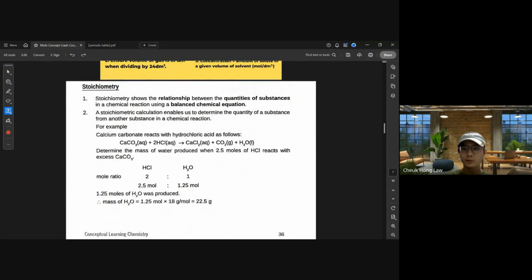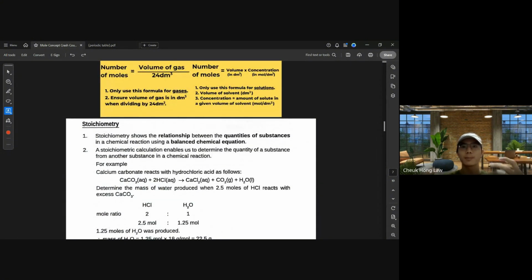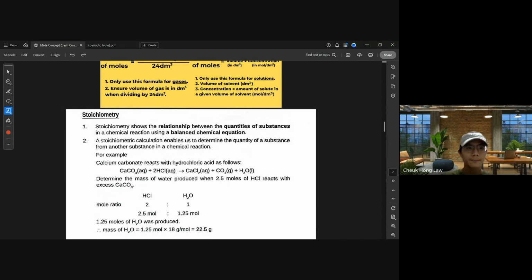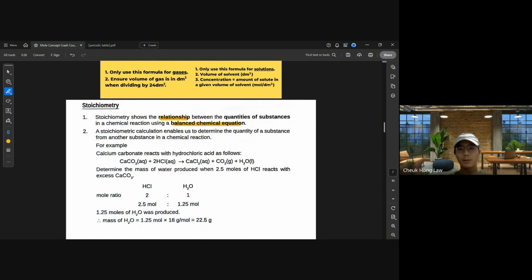All right, then I'll move on to stoichiometry. So this is the important part. Stoichiometry is how we apply the mole formulas. Stoichiometry shows the relationship between the quantities of substances in a chemical reaction using a balanced chemical equation. So from a balanced chemical equation, we can see the relationship between all the quantities.